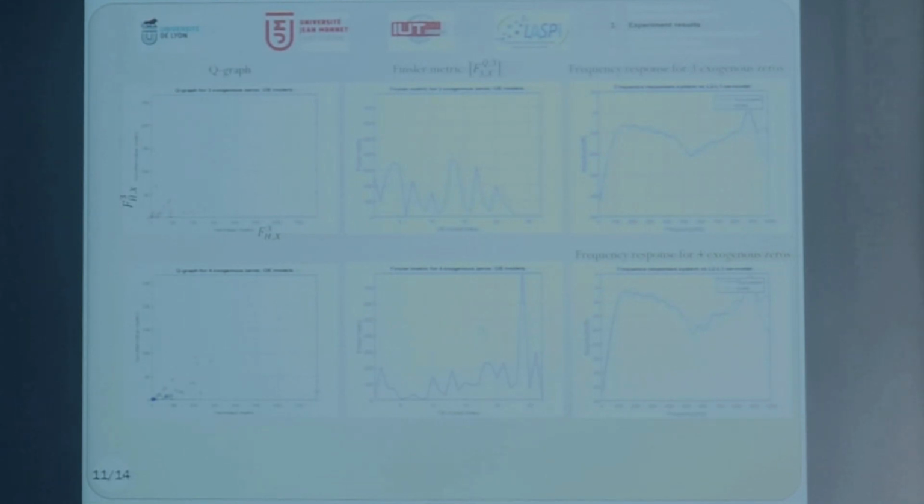This is the modulus of the complex function for 3 zeros and for 4 zeros. And in order to see the good fit of the estimated system model, we represent the frequency response, the magnitude of the frequency response of the system. Okay, the model with respect to the system. And we can see that for 3 exogenous zeros, there is a good fit in the Shannon interval, especially in low frequencies for control.